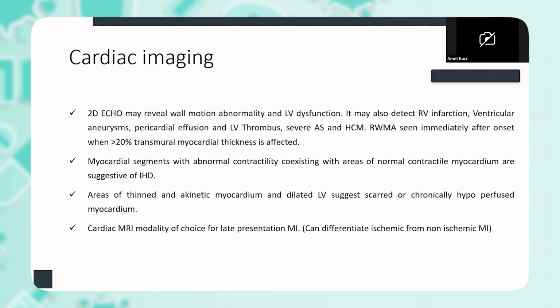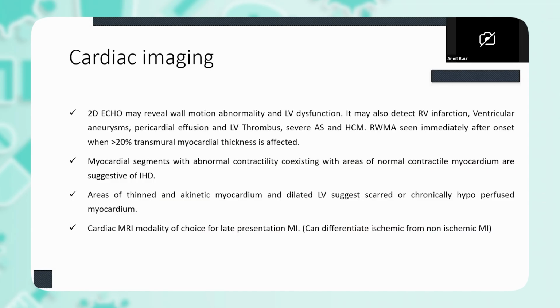The other point is cardiac imaging. It is not important to make the diagnosis, but it is a very useful tool. We do a bedside echo. You can see regional wall motion abnormality and LV dysfunction. More importantly, it will help you diagnose other causes. It will help you rule out MI if the patient has come with chest pain and has an LV thrombus, a severe aortic stenosis, an HCM, RV infarction, an aneurysm, a pericardial effusion, a tamponade. It will help you rule out MI and help you diagnose the other diseases.